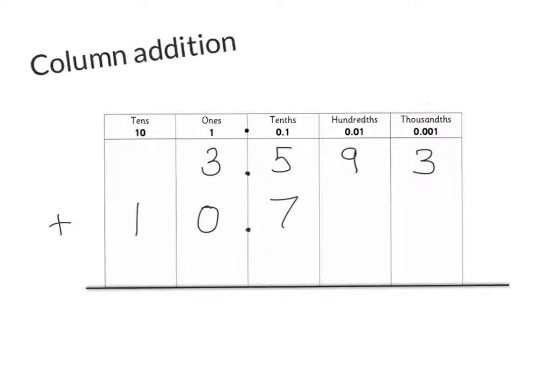6.801. Okay, I'd like you to have a go at this one on a scrap piece of paper, or if you've got a whiteboard and whiteboard pen, use that. Pause your video now and press play when you're ready to find out the answer. 3.593 add 10.7.